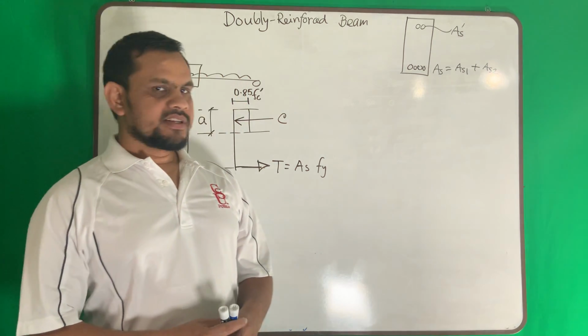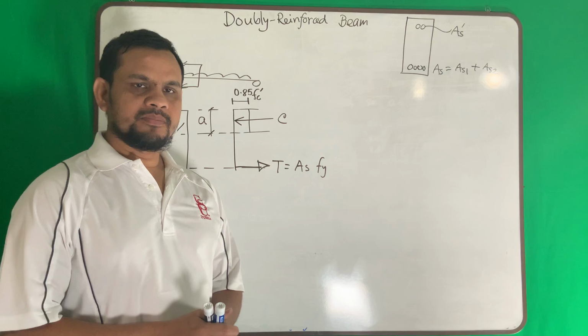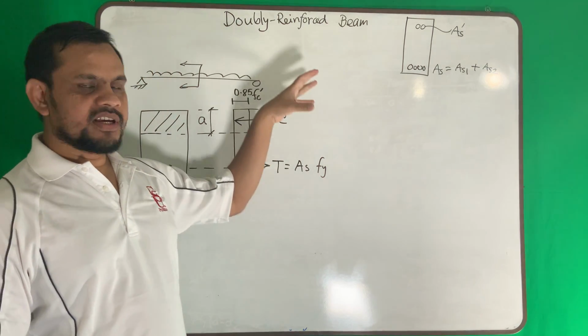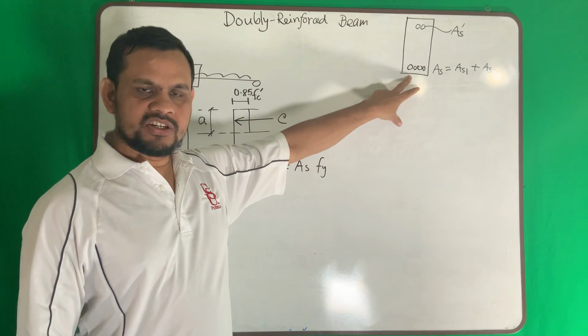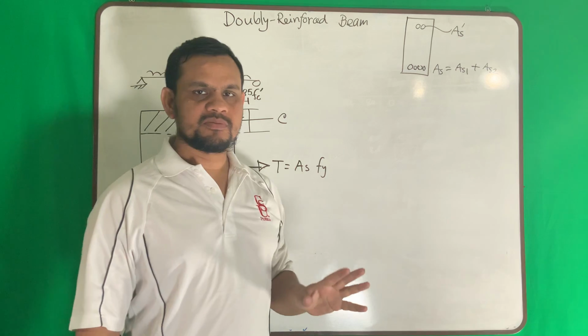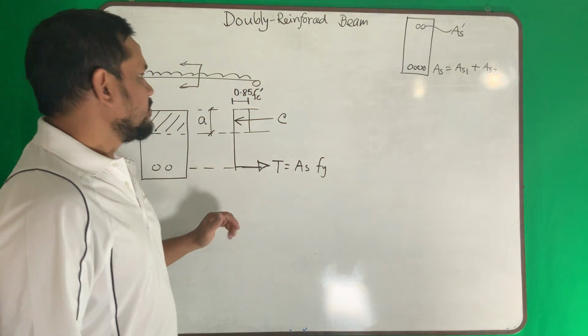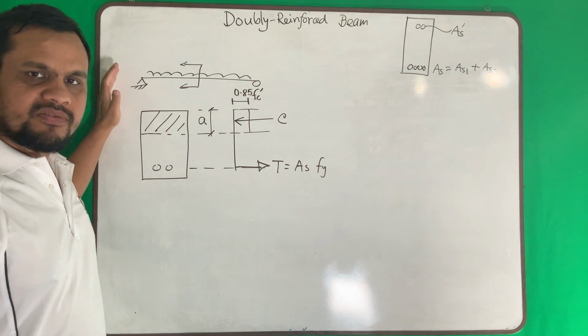This time we will discuss doubly reinforced beam. What is doubly reinforced beam? It is a beam which has reinforcement in two ways. One is in the tension zone, one is in the compression zone. So double reinforcement. Before starting the details, let us start with very fundamentals.